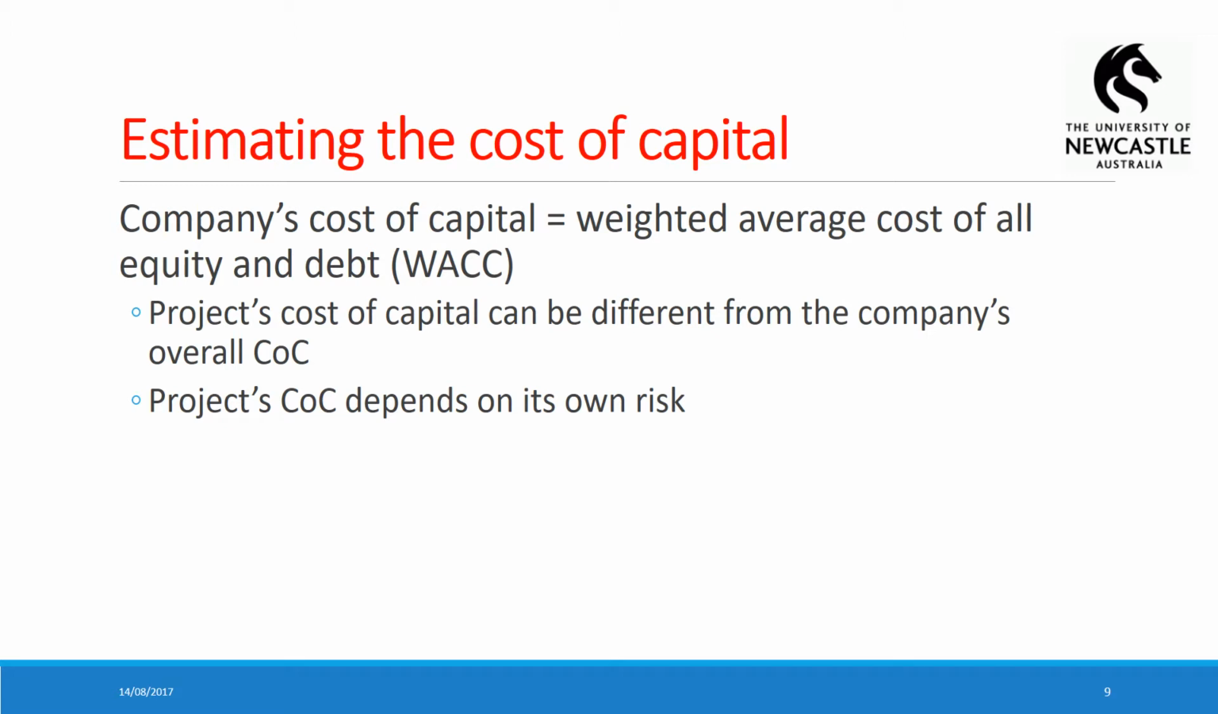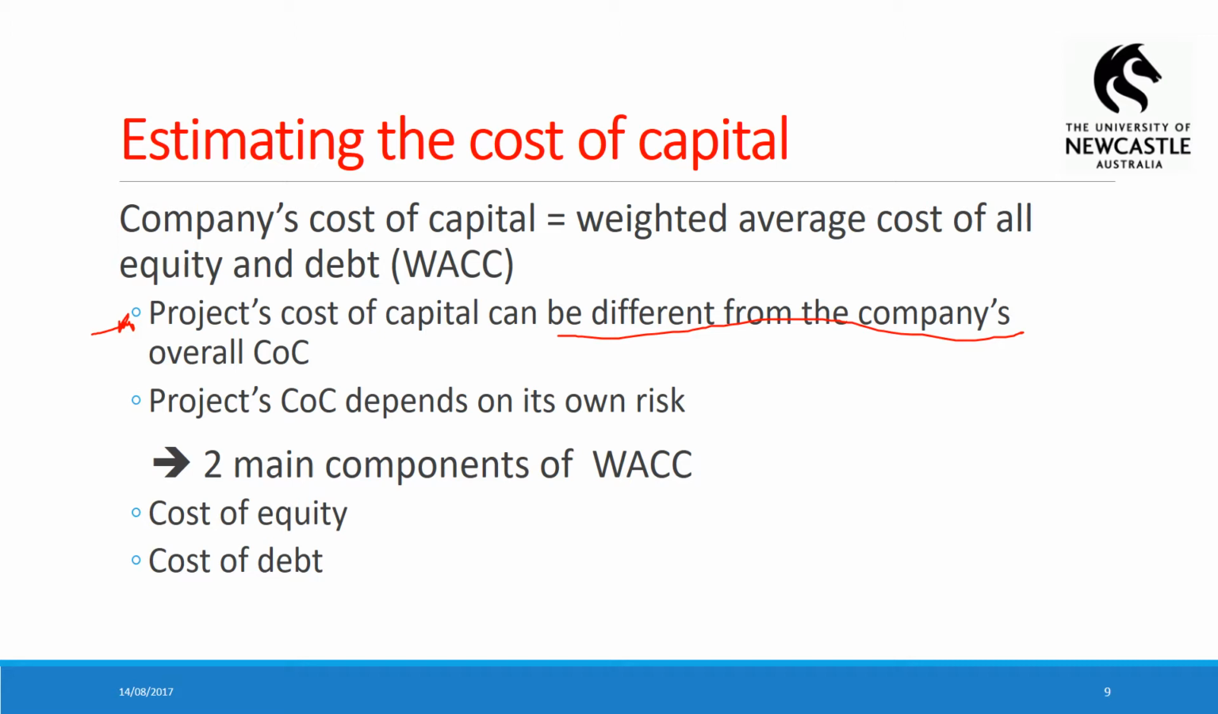So we assume that the overall company's cost of capital is equal to the weighted average of the costs of all the different types of finance. The project's cost of capital can be different from a company's overall cost of capital because, as we mentioned before, one principle of evaluating a project is that the project should be evaluated based on its own risk, right? Not on the overall firm's risk.